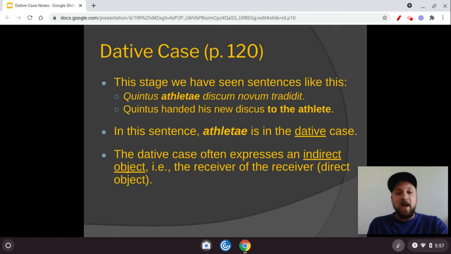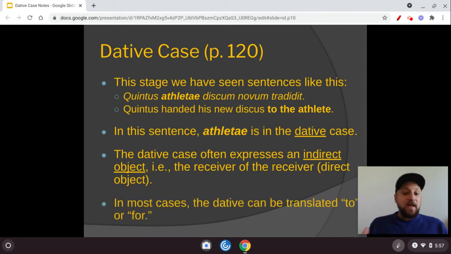All right, it's all about the action. Quintus is doing the handing, the discus is being handed, and kind of indirectly, the athlete is receiving the handing through the discus. Sorry if I just kind of blew your mind there, but that's what this is all about. Think of it as the receiver of the receiver. If the direct object is the receiver, the discus, then the athlete is indirectly receiving the handing via the discus.